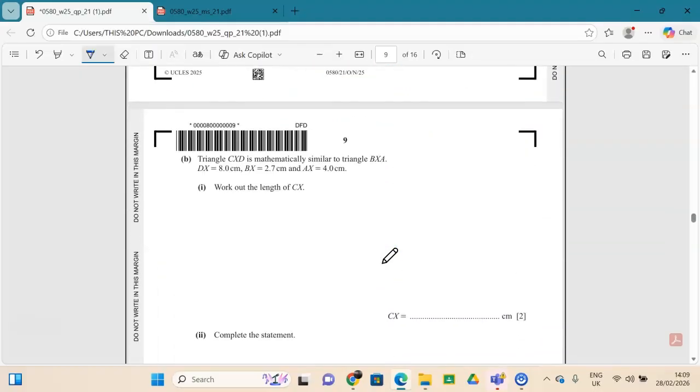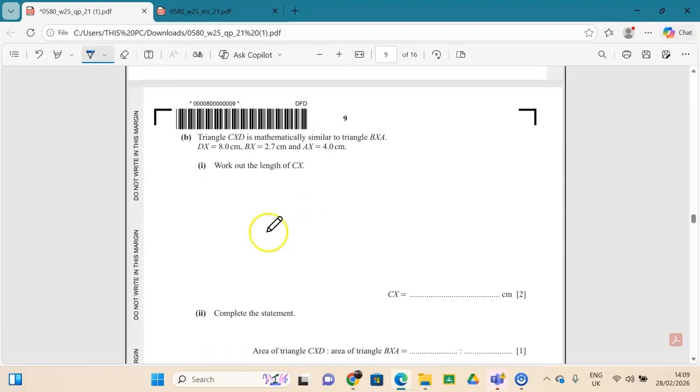And let's go to question B. Triangle CXD is mathematically similar to triangle BXA. For me, I will prefer to create a diagram to say this, CXD. And I'm going to draw another triangle. Remember, this is not drawn to scale. This is B. Remember, I started from CX, so I'm starting with B now. B, X, and A. So I have my two triangles.